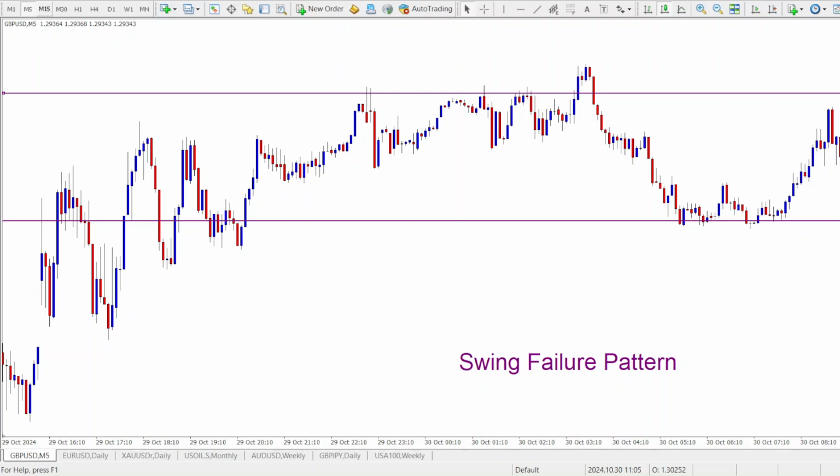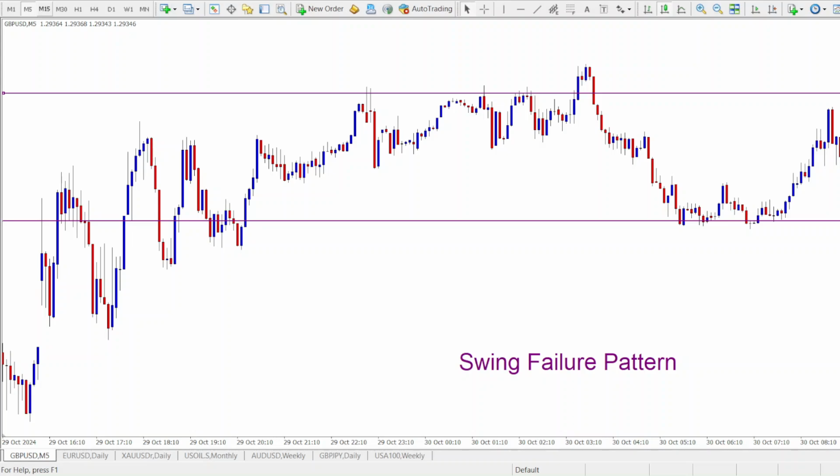Now, like any strategy, trading the swing failure pattern comes with its own set of challenges. One common mistake traders make is entering a trade too early. Sometimes the price will push past the level and look like it's reversing, only to continue in the original direction. Patience is key, so it's important that you wait for that confirmation before jumping in.